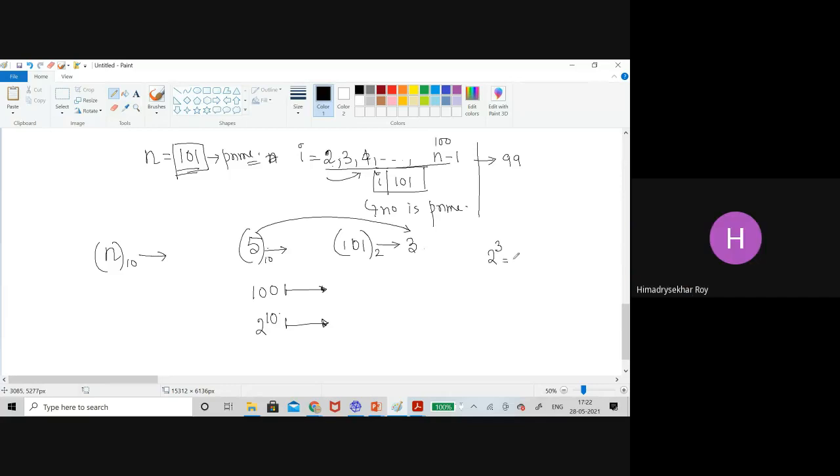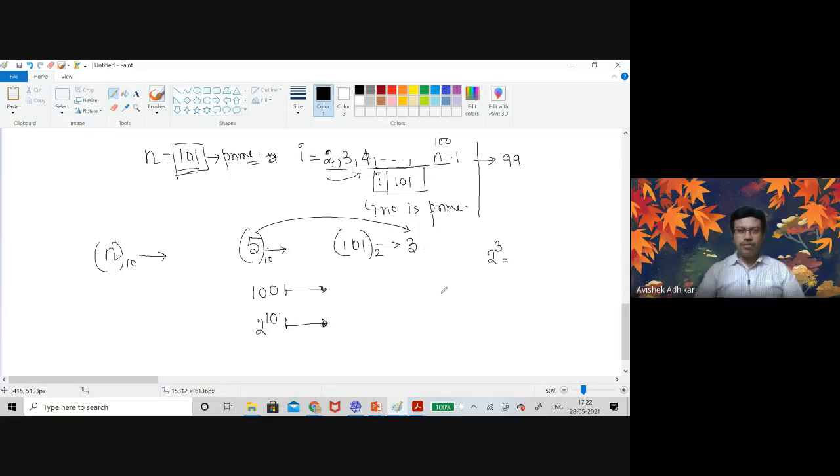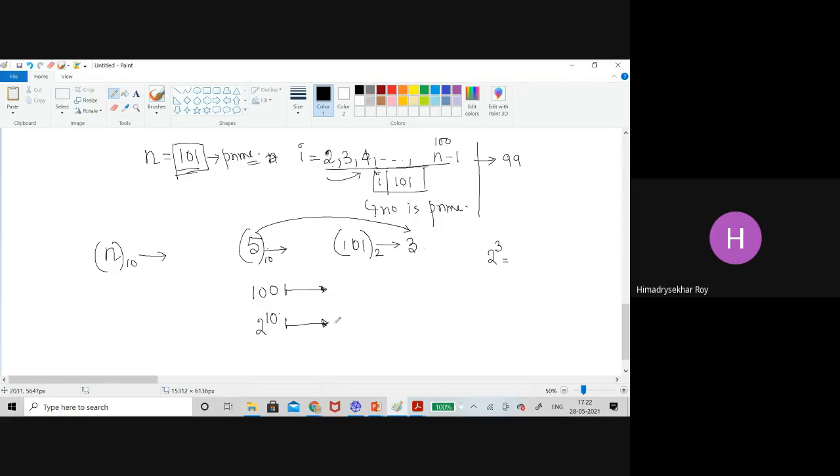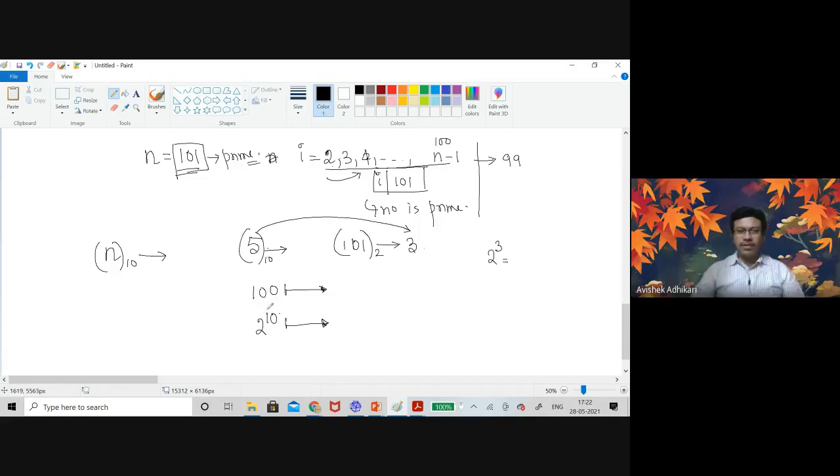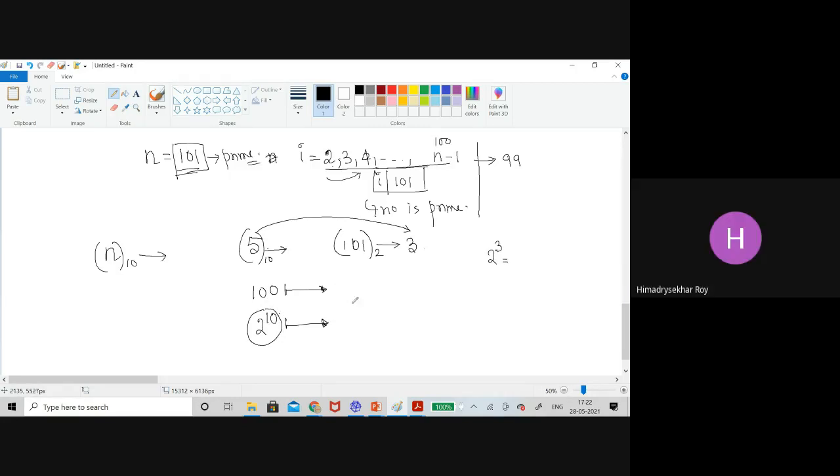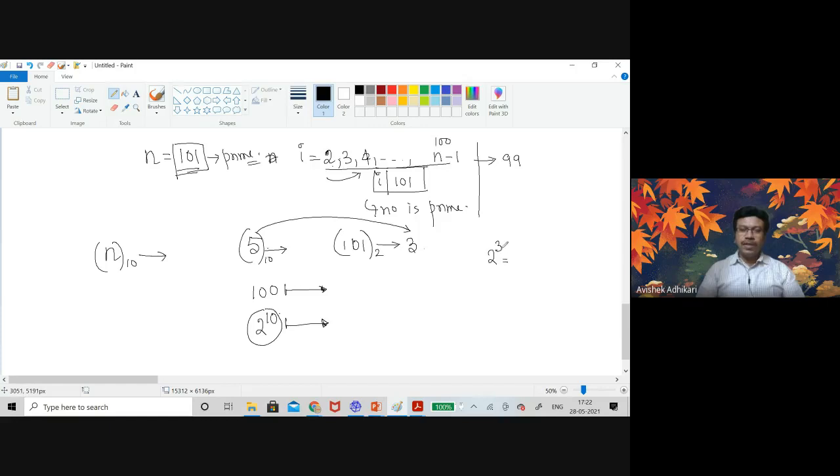Sir, 10 bits. Okay. Then 2 to the power 3, how many bits are required to represent 2 to the power 3? Three bits, sir. Let's see. So this is 8. So this is 1, 2, 4, 8. It requires 4 bits, not 3 bits. But your approximation is correct.